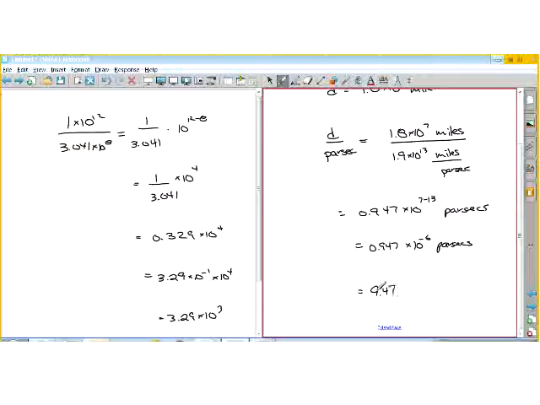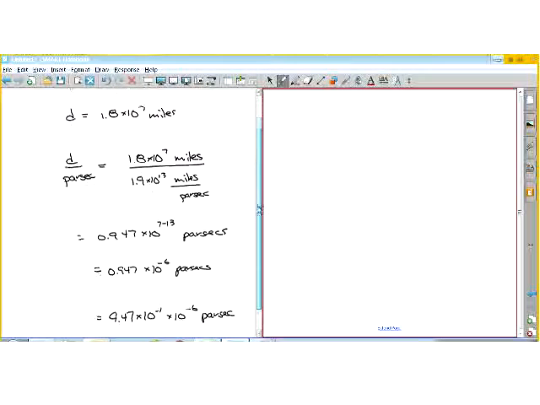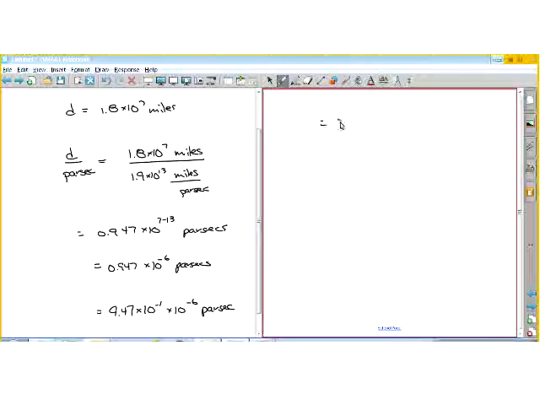Again, I'm going to want a number between 1 and 10 to get the right final units. So I'm going to move that to there. So 0.947 is 9.47 times 10 to the minus 1. Then multiply it by 10 to the minus 6. So the final answer is 9.47 times 10 to the minus 7th parsecs.